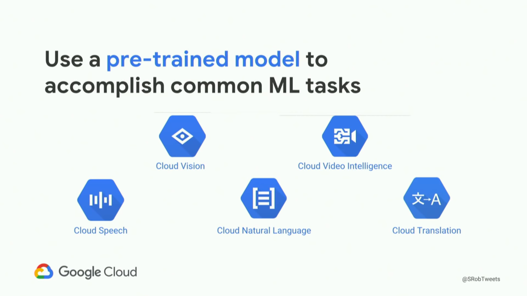And with the Translation API, we can translate text into over 100 different languages. So these are our pre-trained APIs targeted towards application developers who want to integrate machine learning into their applications. On the other side of the spectrum, we have tools to help you build and train your models from scratch.